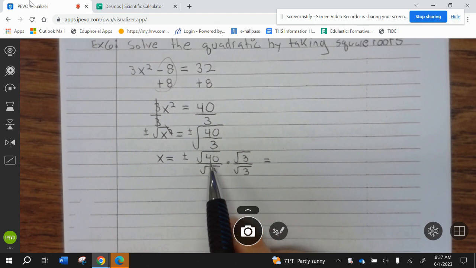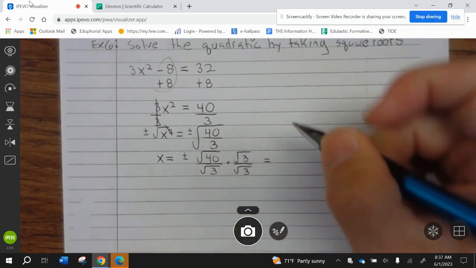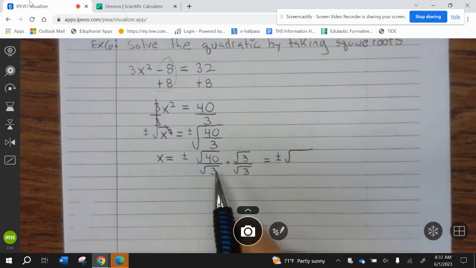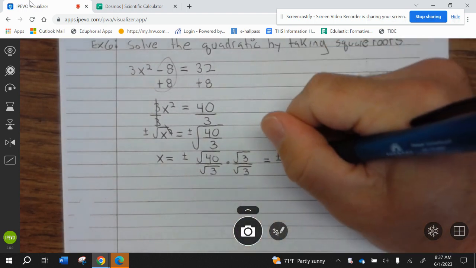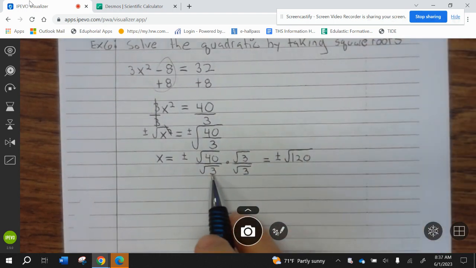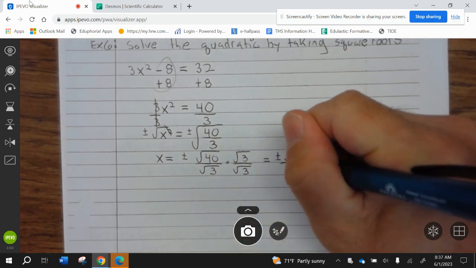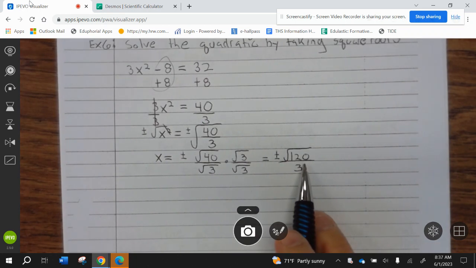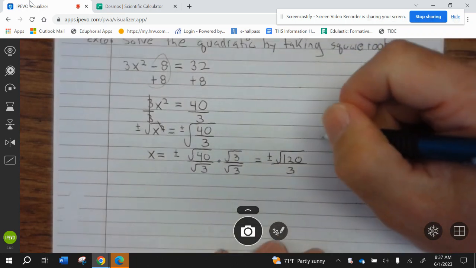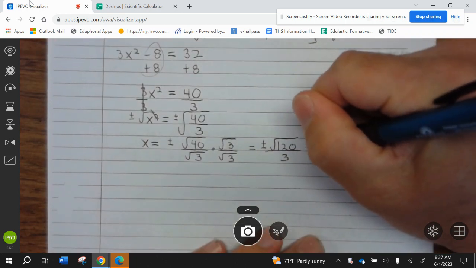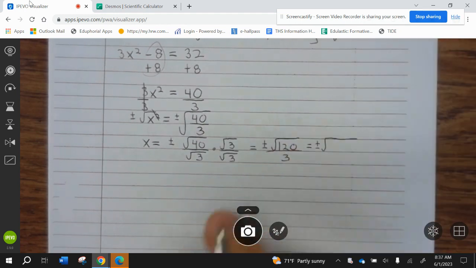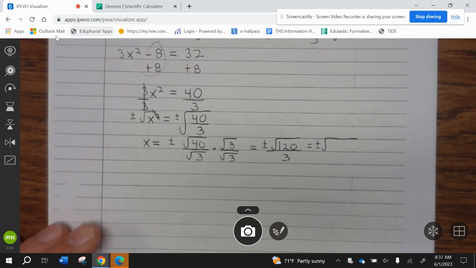Now whenever you multiply square roots, you multiply the number inside the square root. So it's still plus or minus square root of 40 times 3 is 120. But now square root of 3 times square root of 3 is divided by 3. But we need to see if we can reduce the 120. Okay, so that equals plus or minus.